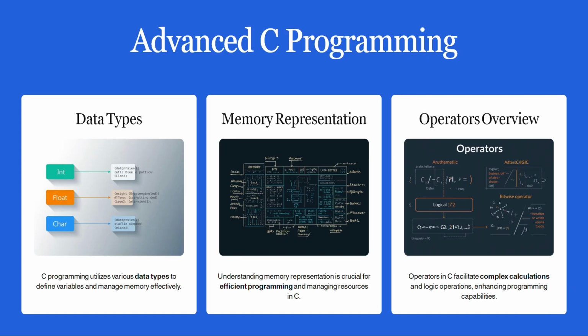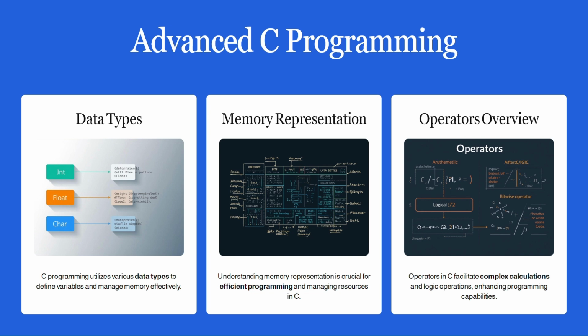On the next day, we went into some advanced C programming, like data types, memory representation, and operators overview. In C programming, the data types include integer, float, and character. In integer, we include the numbers. In float, we also include decimal numbers. And characters like ABCD we include in the character type. C programs utilize various data types to define variables and manage memory effectively.